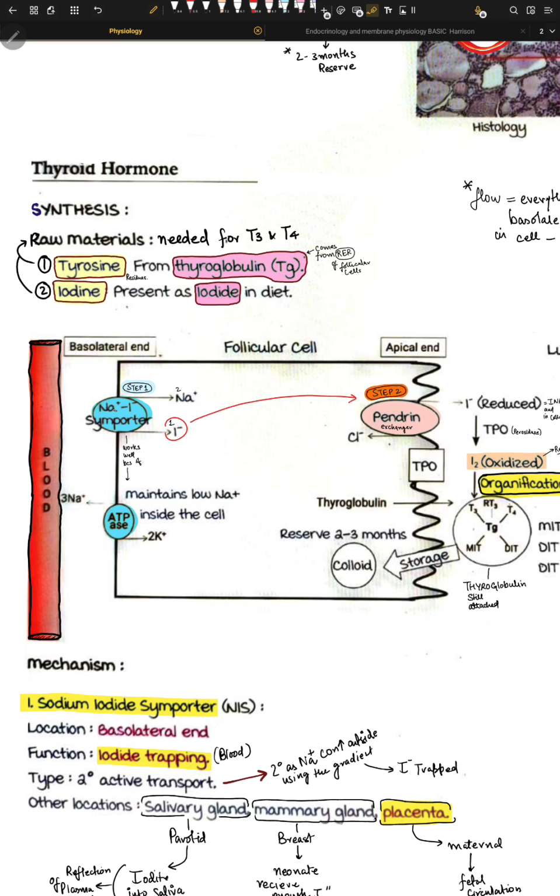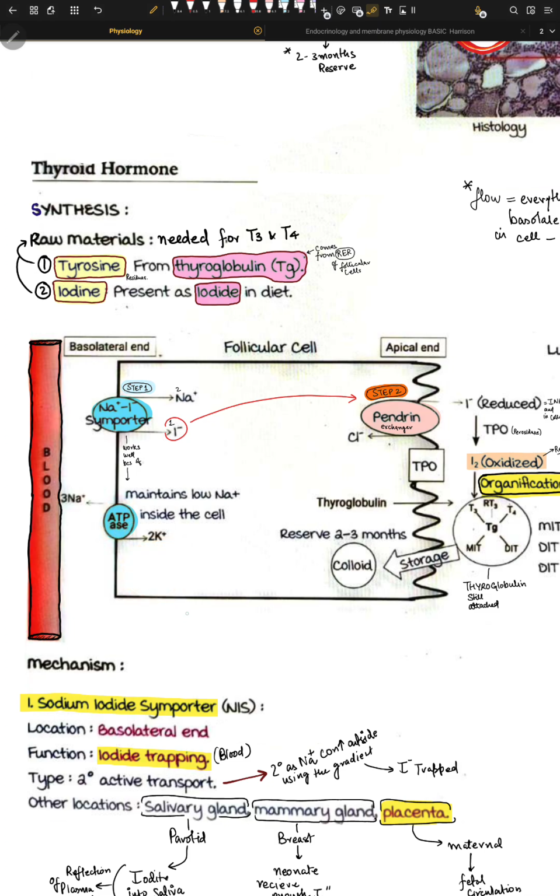So there's a Na and iodide symporter. What happens is that both the things get inside. Two molecules of Na and one molecule of iodide get inside the cell, right? And why does it work? It works on the gradient that is generated by this pump called the 3Na and 2K ATPase pump. Now I am saying ATPase because it uses something called ATP, right?